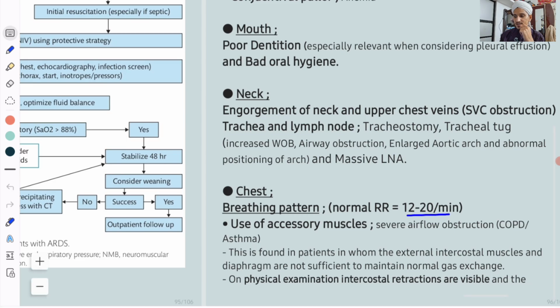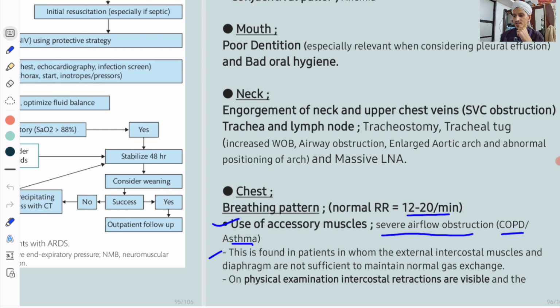If it is less, just remember that. You can see use of accessory muscles in case of severe breathlessness. What are the accessory muscles? The sternocleidomastoid, scalene muscles, and trapezius. These are the accessory muscles of respiration. They will stand out when there is severe breathlessness. When there is severe airflow obstruction, in a COPD patient and in an asthma patient, you can see these accessory muscles stand out.